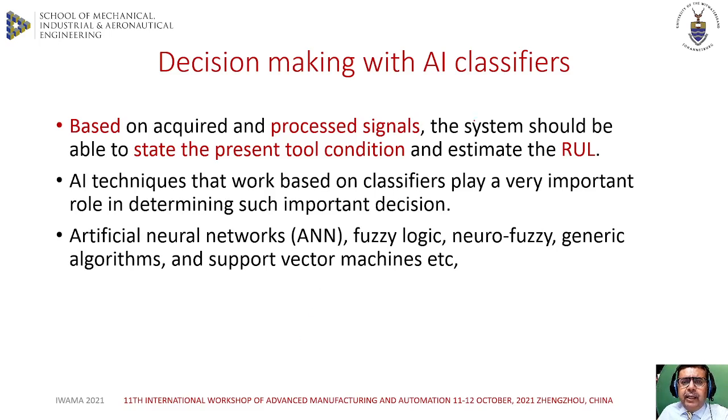Now coming to AI classifiers. Whatever signals the sensor has acquired are processed in the appropriate domain, and the features which are extracted are then fed to AI classifiers. There are plenty of classifiers which are used, like ANN, fuzzy logic, neurofuzzy, genetic algorithms, and support vector machines, but primarily we will be focusing our attention on the first three.